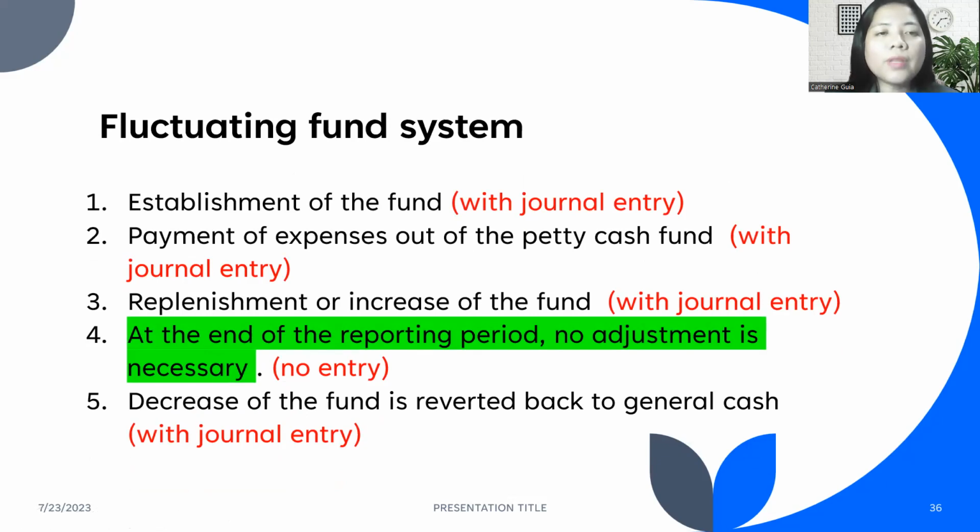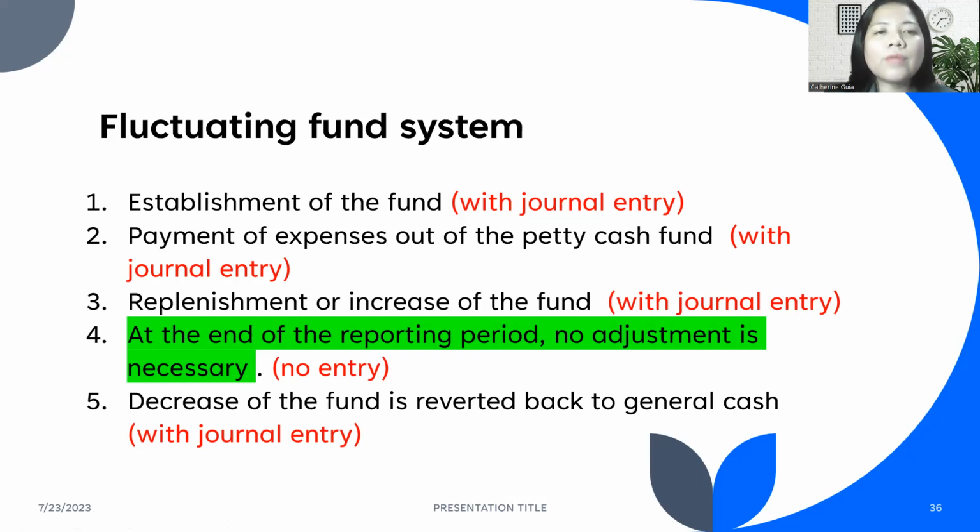And then for number three, there's also a difference: replenishment or increase of the fund. Especially in replenishment of fund, in imprest, if the fund is replenished, that's the time the expenses are recorded. In fluctuating fund system, there's no expense to be recorded in number three, but a debit to petty cash fund. I'll share with you the actual transaction sample.